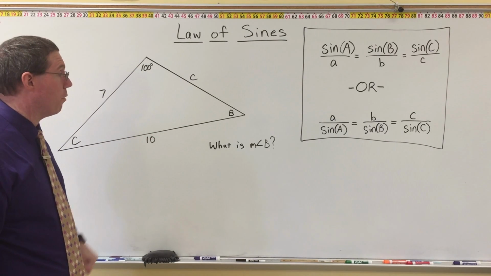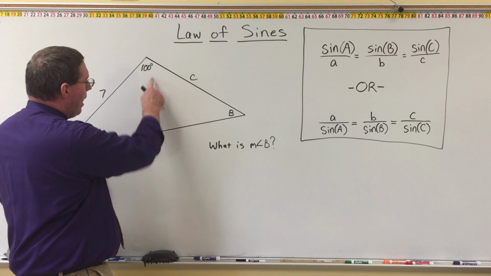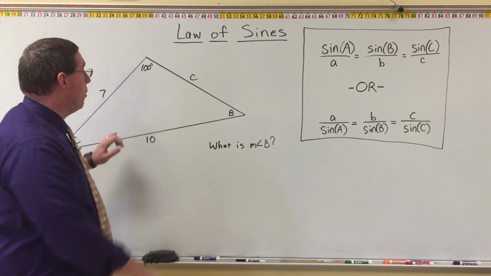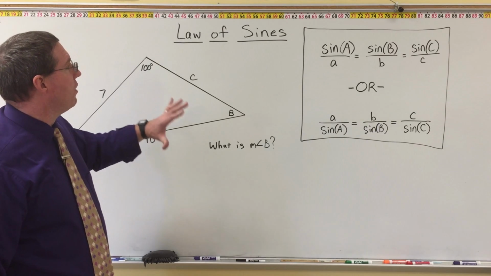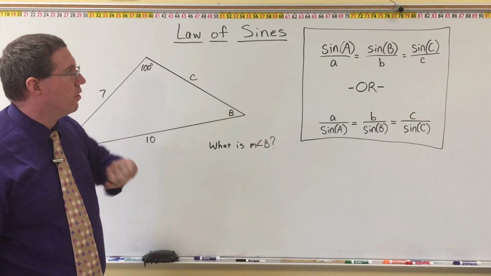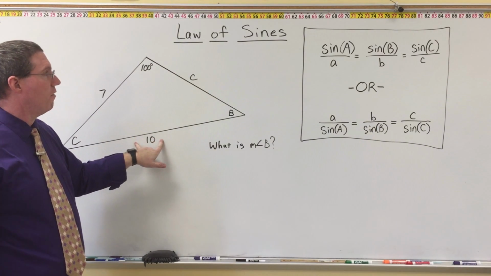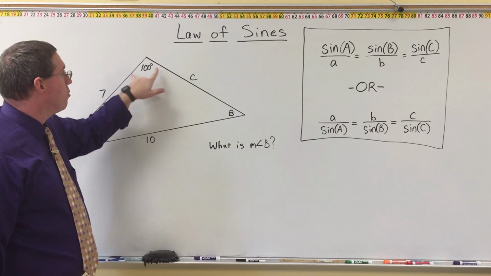Pythagorean theorem is only for a right triangle. So to find the measure of angle B, because we know angle A and side A, you want to figure out which of the letters you know both the angle and the side. Because you're definitely going to use that one. So we have the angle measure of A, and we have the side length of lowercase a. So we're going to use both of those.